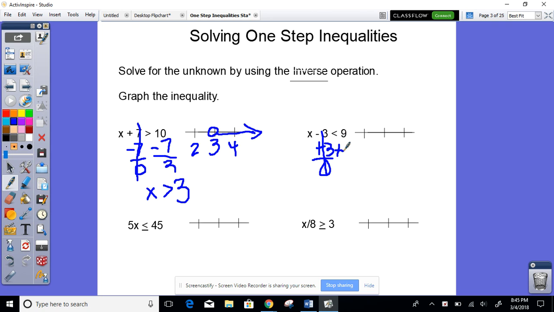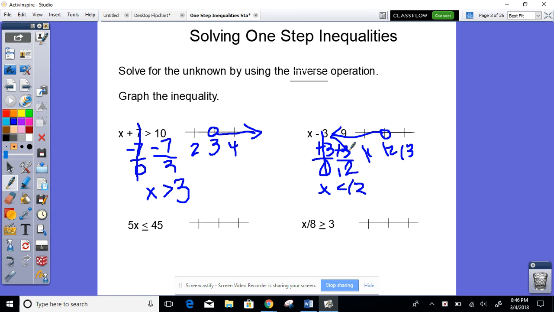What I do to one side, I do to the other. So what is 9 plus 3? 9, 10, 11, 12. That gives me 12. I'm going to rewrite my inequality. So that is going to be x is less than 12, okay? Now I'm going to copy it down on my number line, 12, 13, and then 11. And I'm going to be less than 12. So that's open circle to the left.